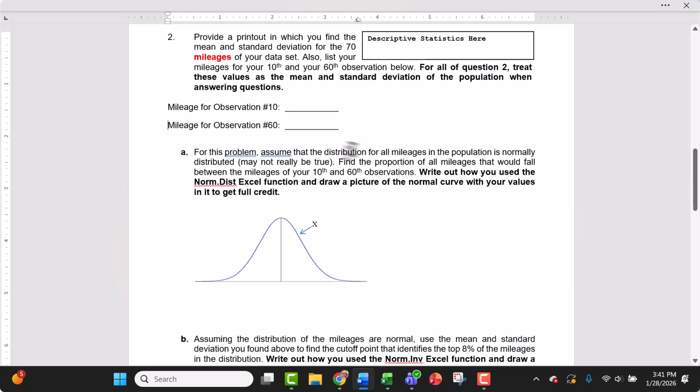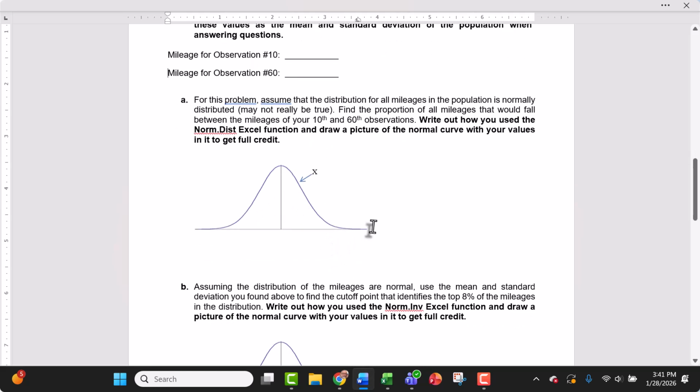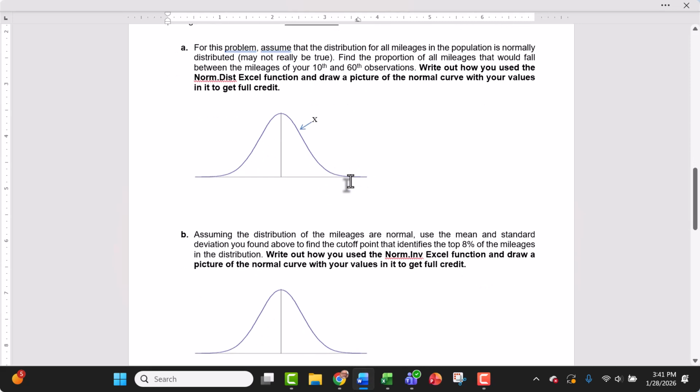So use a drawing tool, print it out, or use a pencil or a pen and draw and shade. Put in the value of your 10th observation, put in the value of your 60th observation, shade in between, and then show me where the normal distribution probabilities come into play. And so that's question A.